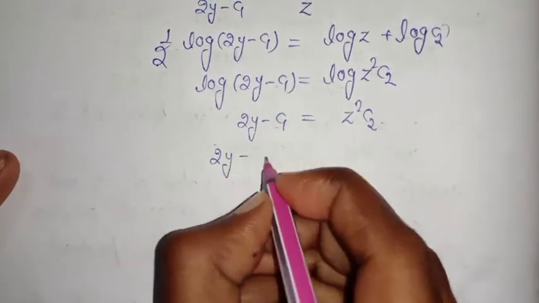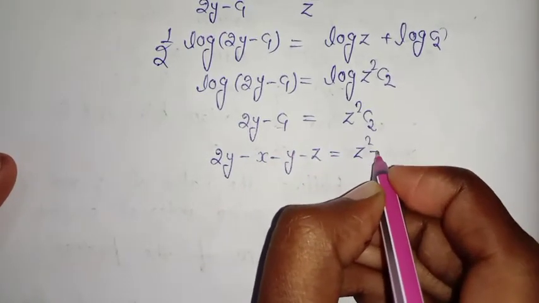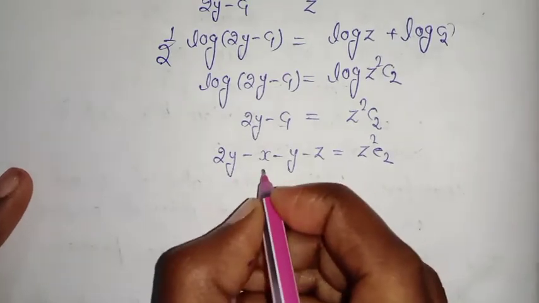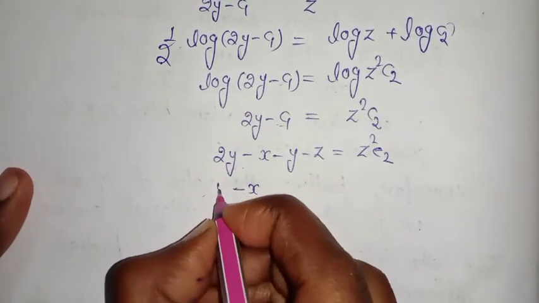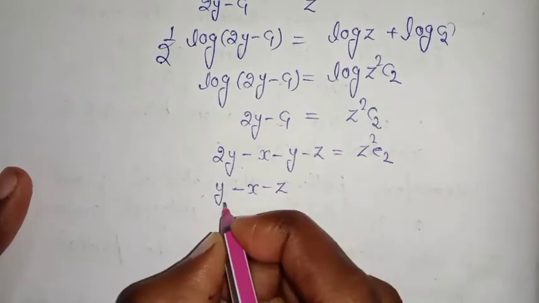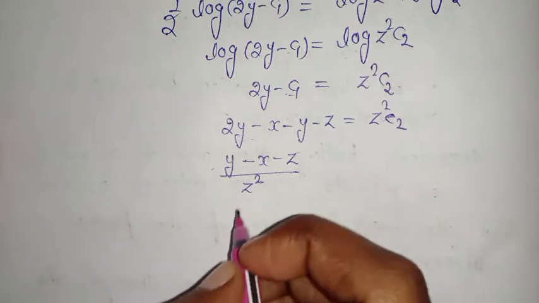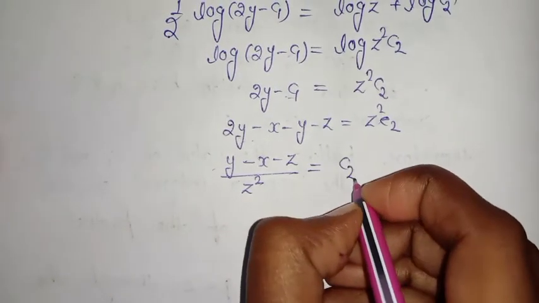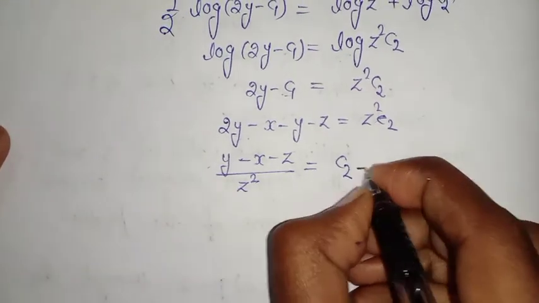It becomes 2y minus x minus y minus z is equal to z square into c2. Now if we solve it, then we get y minus x minus z, and this z square is transferred to this side, and this becomes c2. So this is our second solution, and this is equation number 2.